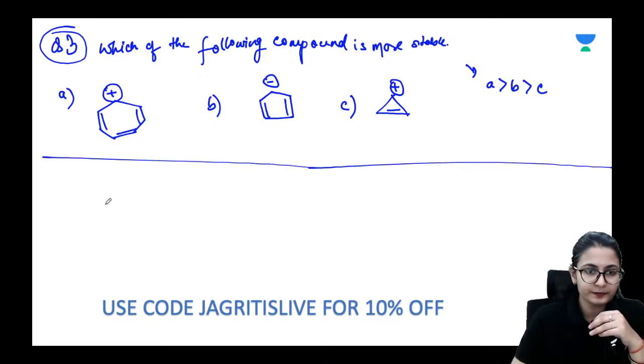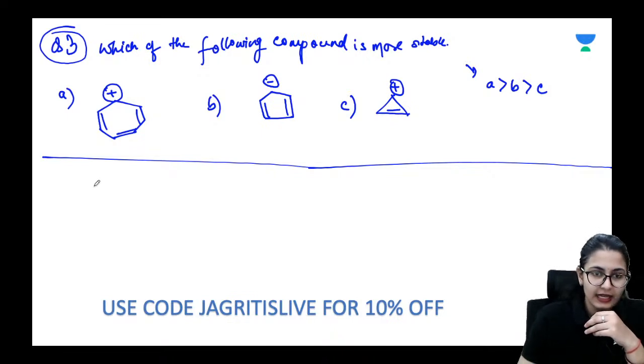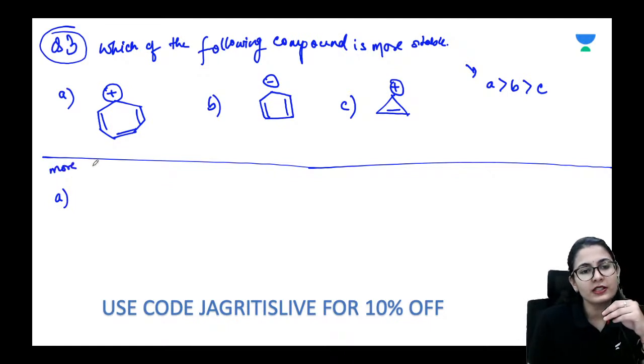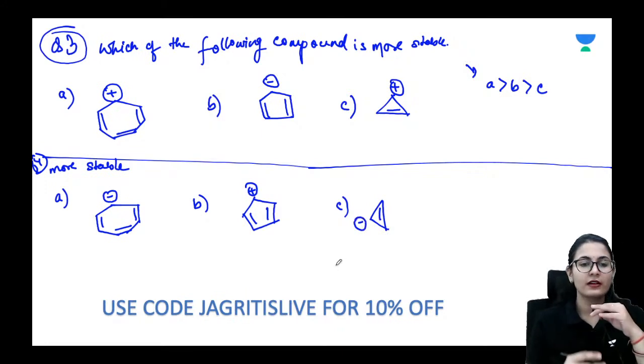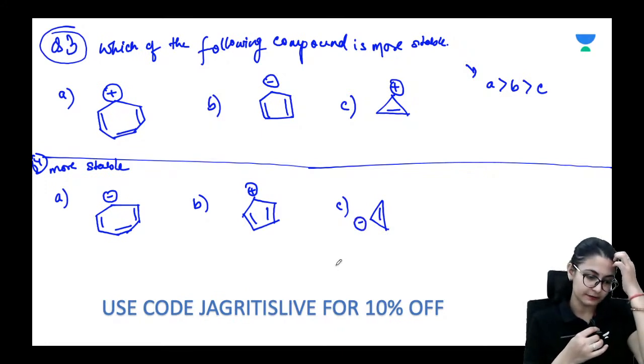Now if I ask you, I have these molecules. ये दूसरा question है. Once again, which one is more stable करके. Question number 4. If I ask you the same thing over here, yes, which of them is going to be the most stable?